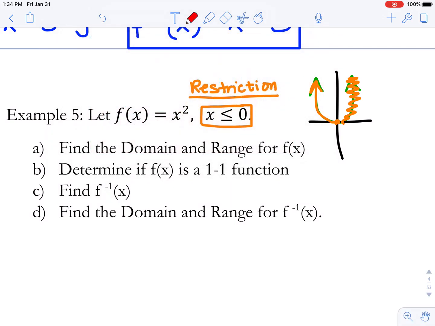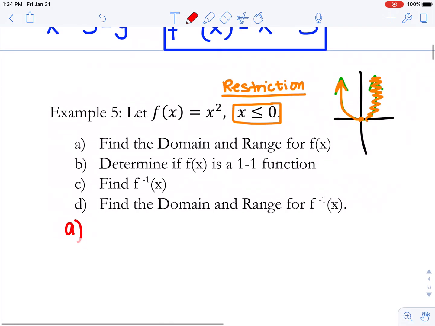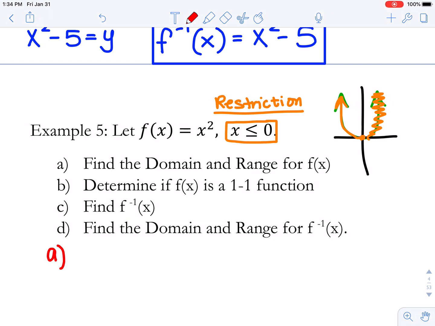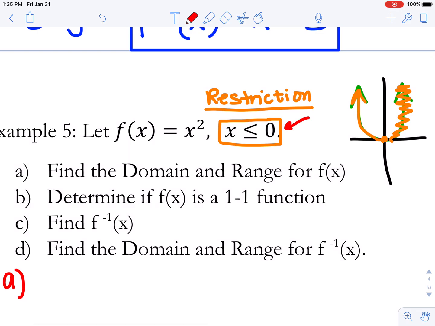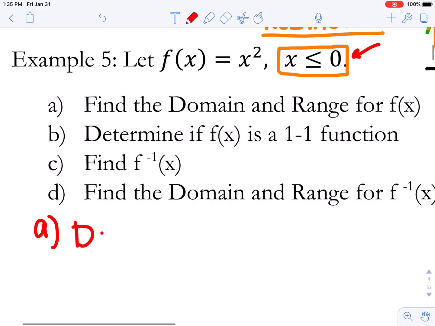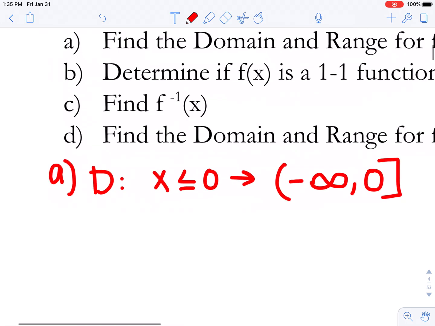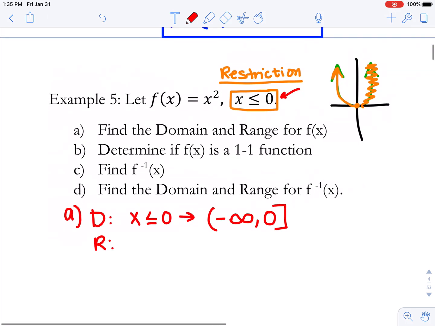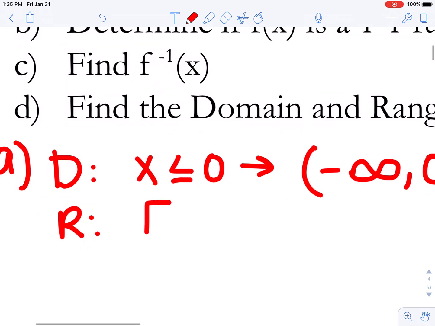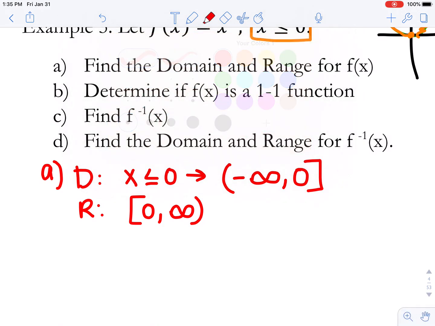So for part A, it asks me to find the domain and range of the function. Well, hold on. Usually the domain for x squared is negative to positive infinity, but we've restricted that. So when you're given a restriction, that becomes your domain. So the domain is x is less than or equal to 0. Let's write that in interval notation. That's negative infinity to 0. There's the domain of my function. And the range, if you guys look at the picture, x squared goes from 0 to infinity. So there's my domain and range for the original function.